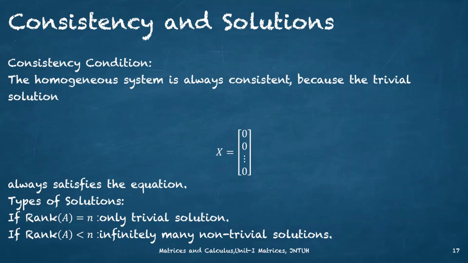If the rank of matrix A is equal to n, which is the number of variables, then the system has only one solution, the trivial one. But if the rank of matrix A is less than n, then the system has infinitely many non-trivial solutions. These are solutions where not all variables are 0.